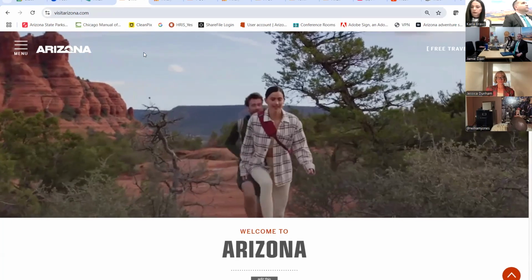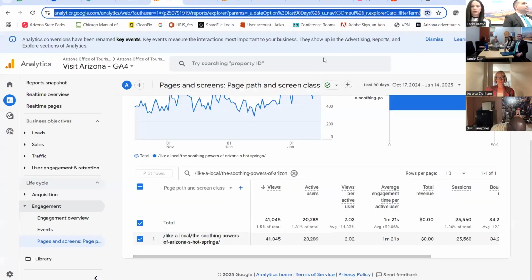Okay, can everybody see that? Okay. All right, so what I did is I wanted to give you an example. This is just a very, very small portion of Google Analytics, which is very robust. You can go down a rabbit hole with it.